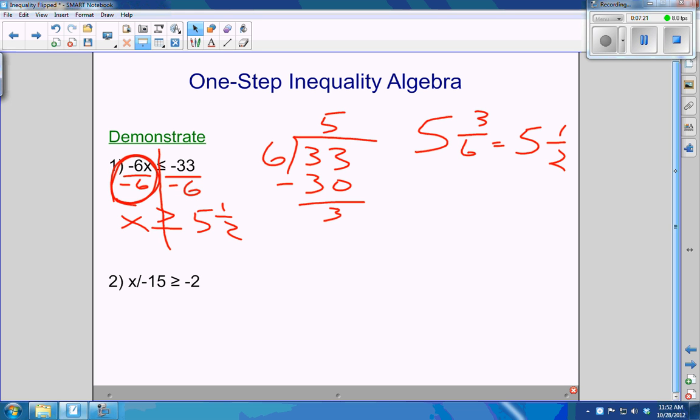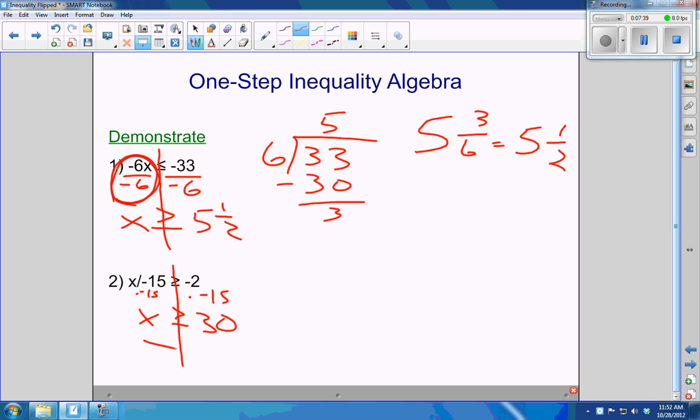I will demonstrate one more. This time the x and the negative 15 are dividing, so I have to multiply. Since I'm multiplying to undo, I do not flip the sign. Multiply by negative 15, multiply by negative 15. X is greater than or equal to 30. A negative times a negative is a positive.